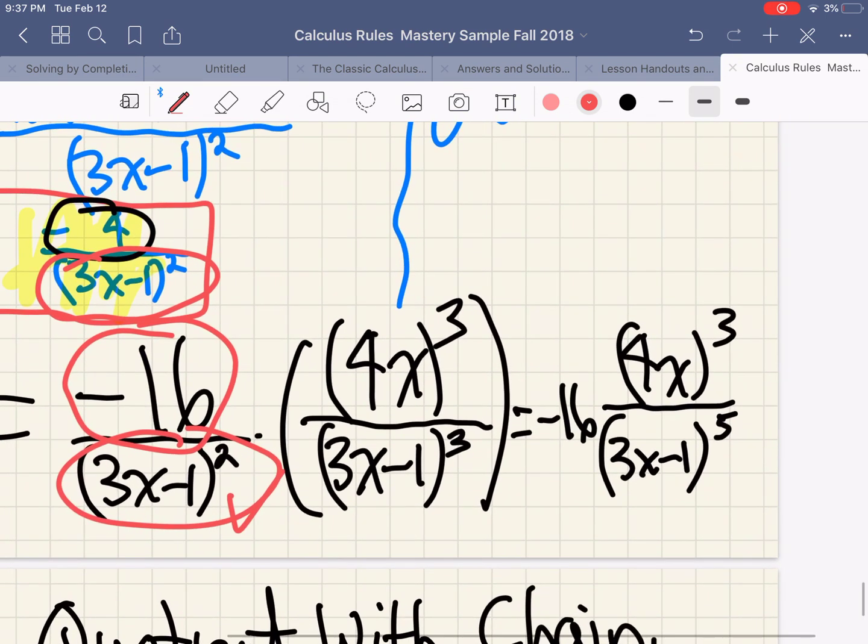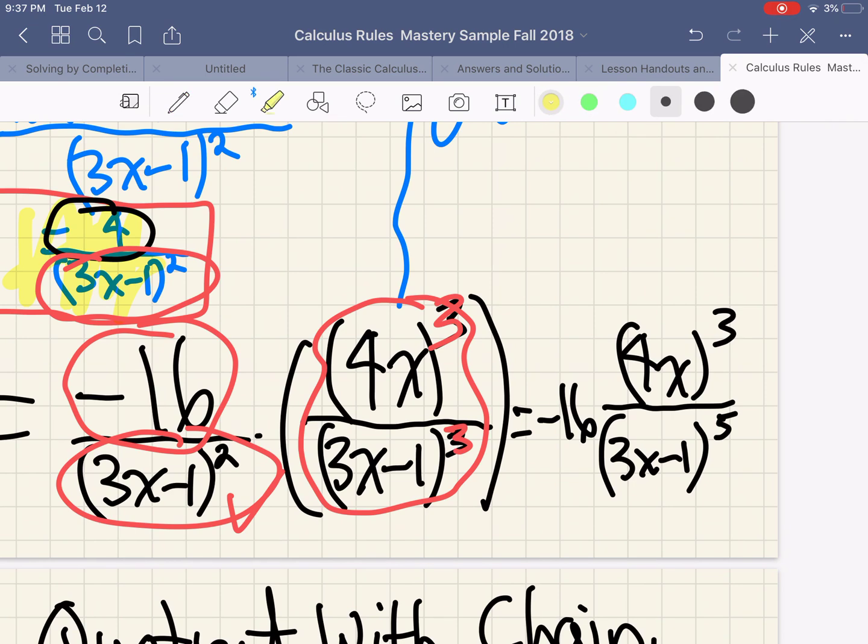We remember that u is worth 4x over 3x minus 1. If you notice, I put a separate cube on each of them. There's a reason I did that. Can you see what it is? It's because I have 3x minus 1 squared, and I have the very same repeated factor over here, except it's cubed. So I've got an exponent of 2 there, and then the same factor over here with an exponent of 3.